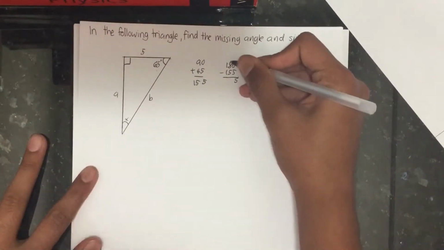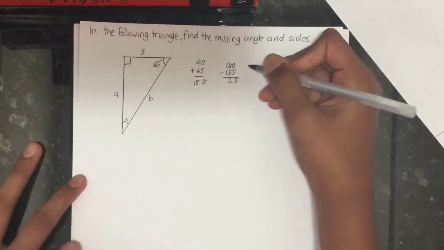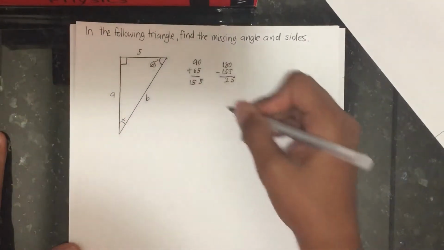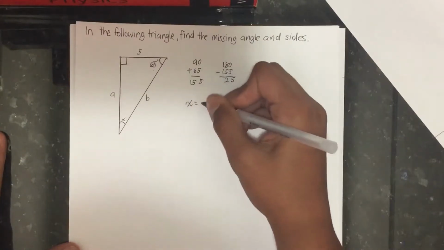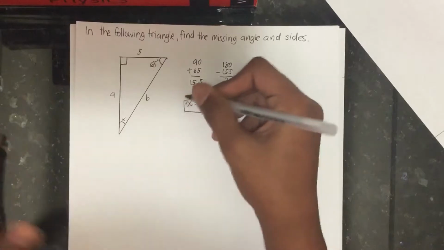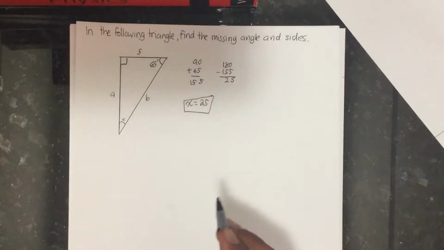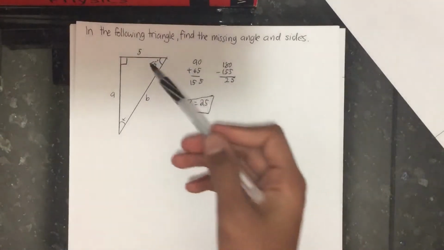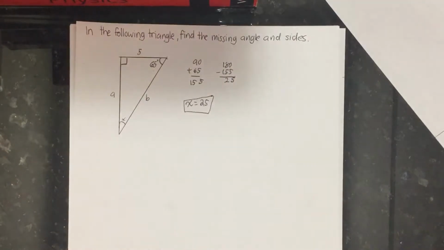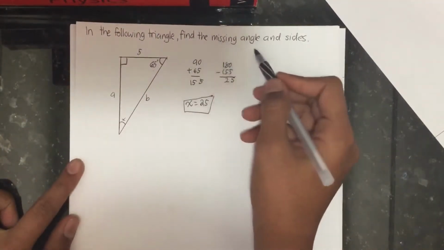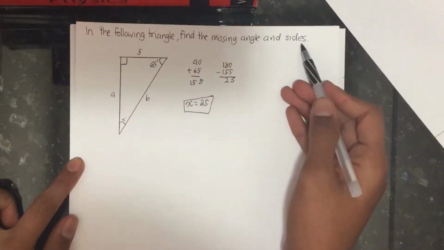You can even check my work here. So 25 would be this angle. Okay, so basically I can write x is equal to 25. That's the first thing I want you guys to know. So no matter what type of triangle it is, all angles must add up to 180. And in a right angle triangle, it's much easier to find out the last angle. Okay, so that's the first thing it says. Find the missing angle. The second thing it says, and sides.